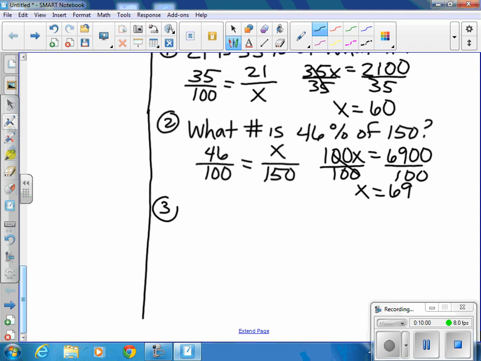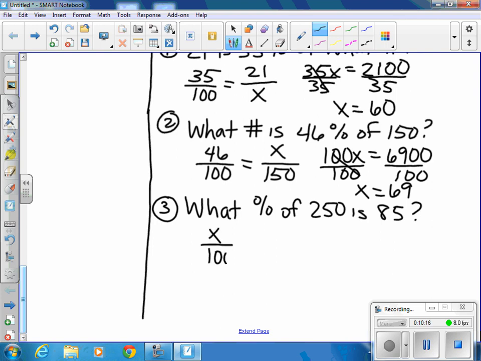Right? And the third one that deals with this proportion, obviously the only place the x hasn't been yet is in the percent spot. So what percent of 250 is 85? Okay, when we set it up, we don't know the percent, so our x goes over the 100. And then it says of 250, so 250 goes in the of spot, and then is 85, so 85 goes in the is spot.